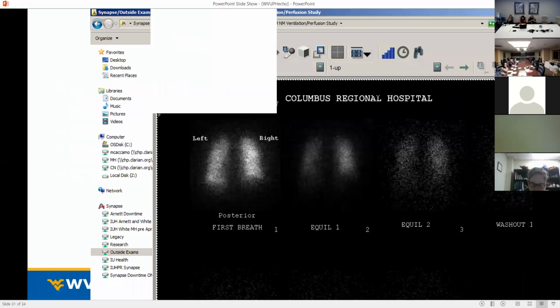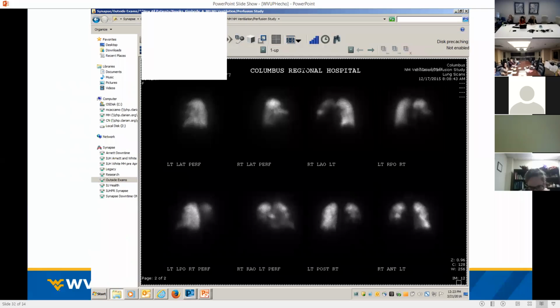So we did a VQ scan. And here's an example of the ventilation portion of the VQ scan. As you can see on the far left picture, the ventilation is pretty homogeneous, meaning she's getting enough air to the lungs. So ventilation's good. So that's a good sign. Now let's go to the next slide.